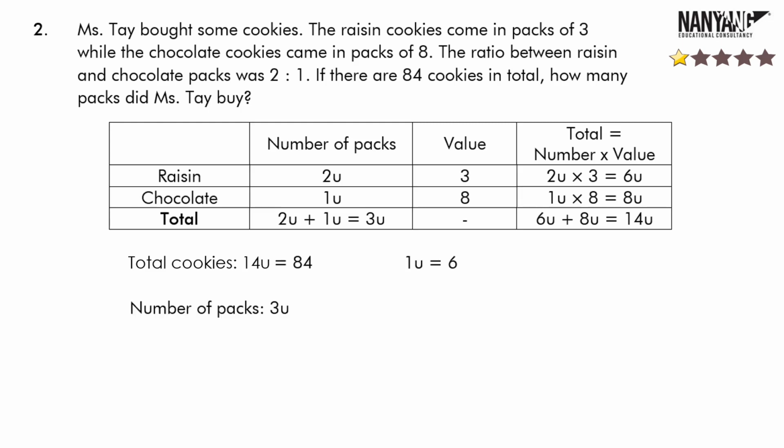Now how many packs did Miss Tay buy? As our table states, this is 3 units, which is 6 times 3, 18. So Miss Tay bought 18 packs of cookies.